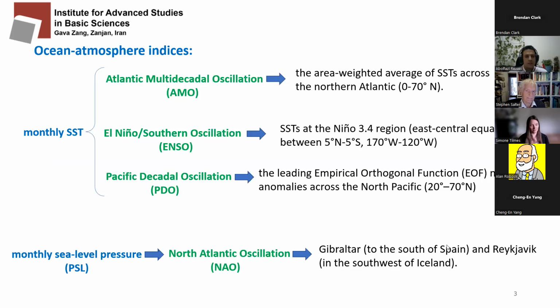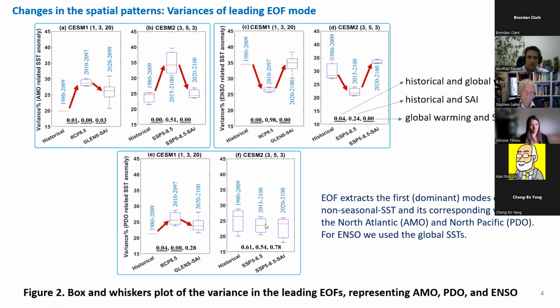Here we consider four common ocean-atmosphere indices, including the Atlantic Multidecadal Oscillation, El Niño Southern Oscillation, Pacific Decadal Oscillation, and the NAO. For the first three, we use the monthly SST data, but the last one is computed based on the monthly sea level pressure differences between the south of Spain and southwest of Iceland. You can see here how we computed each of these indices. Let's dive into the results.